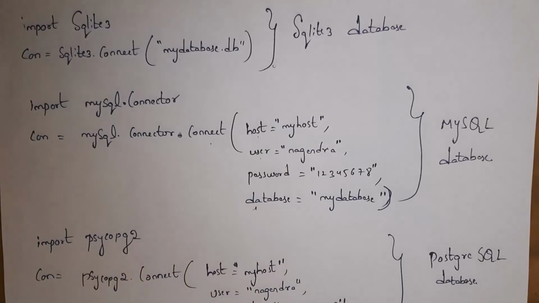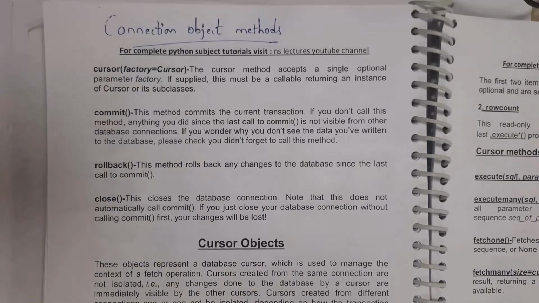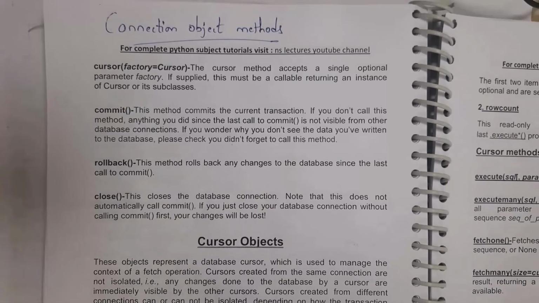Next I will explain connection object methods. They are classified into 4 types: cursor method, commit method, rollback method and close method. If you want to undo any transaction, then you need to use the rollback method. The rollback method is used to roll back any changes to the database.